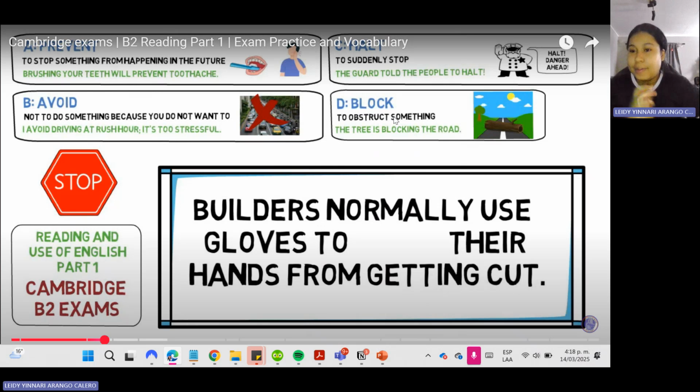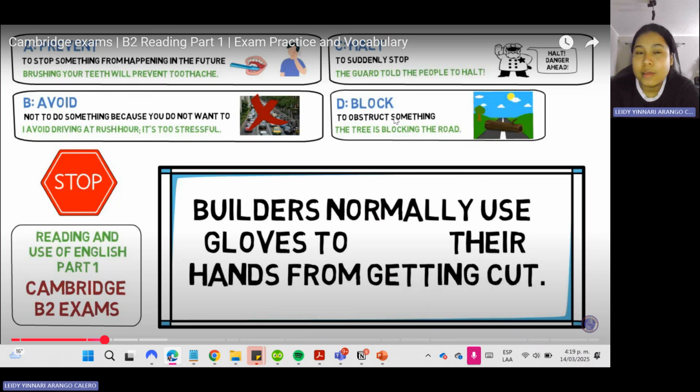Like I mentioned before, knowing synonyms is really important when it comes to words that can look alike or have the same meaning. In this case, for example, builders normally use gloves to stop their hands from getting cut. So we need to think carefully which one is the most accurate to use in this situation. For example, let's see, prevent.